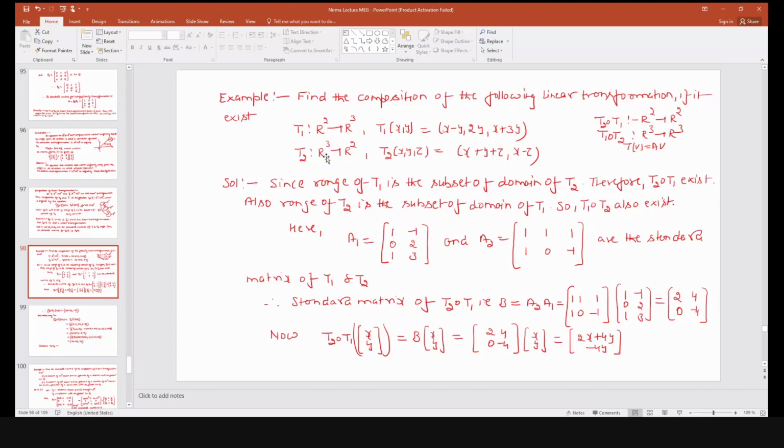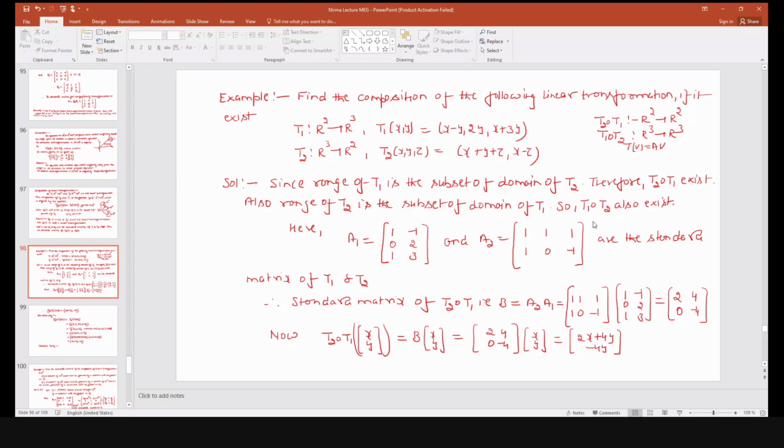So its matrix A2 is equal to: the first row will be from the first component. The coefficient of x is 1, coefficient of y is 1, coefficient of z is 1. The second row will be from the second component: the coefficient of x in the second component is 1, the coefficient of y in the second component of T2 in the image is 0, and the coefficient of z in the second component is -1. So this is your A2. I hope you can write A1 and A2, the standard matrices of transformations T1 and T2.